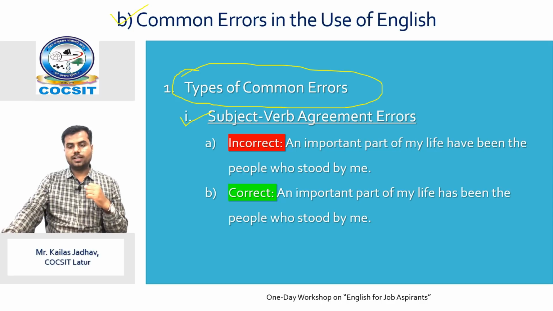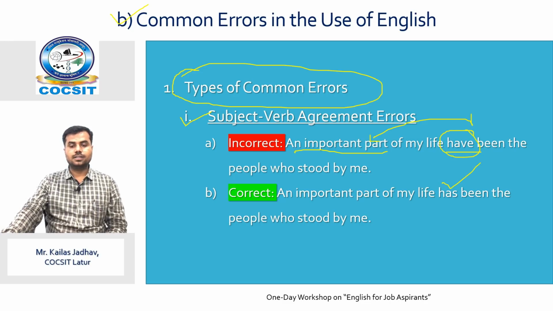An important part of my life have been people who stood by me. Now look at this. An important part is the subject, and have is the verb of this subject. So this is not properly used. Have is not properly used.